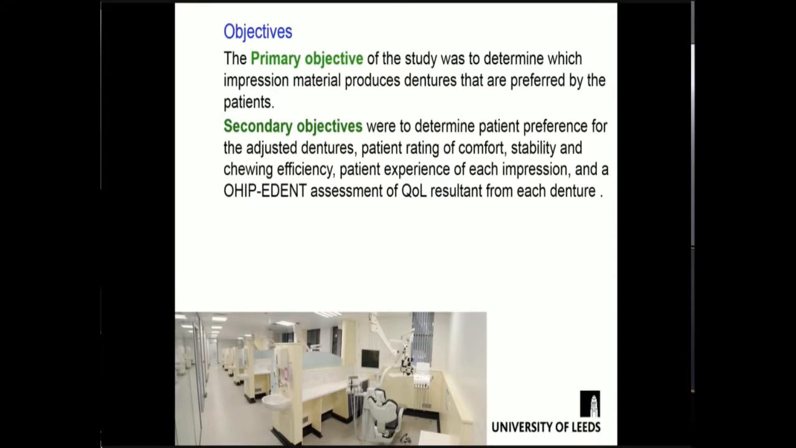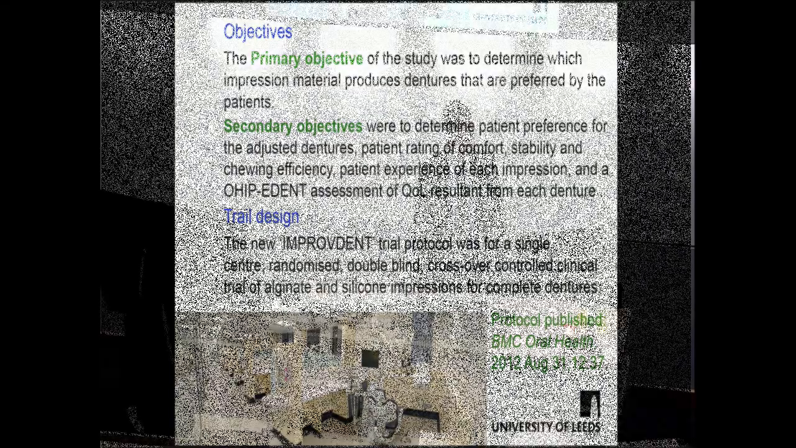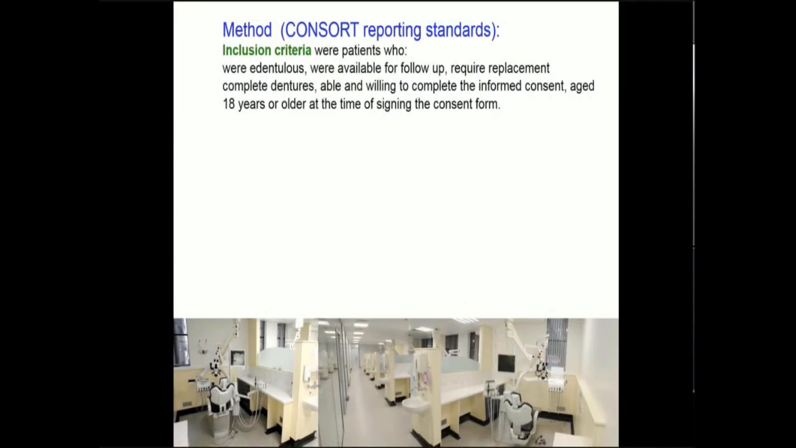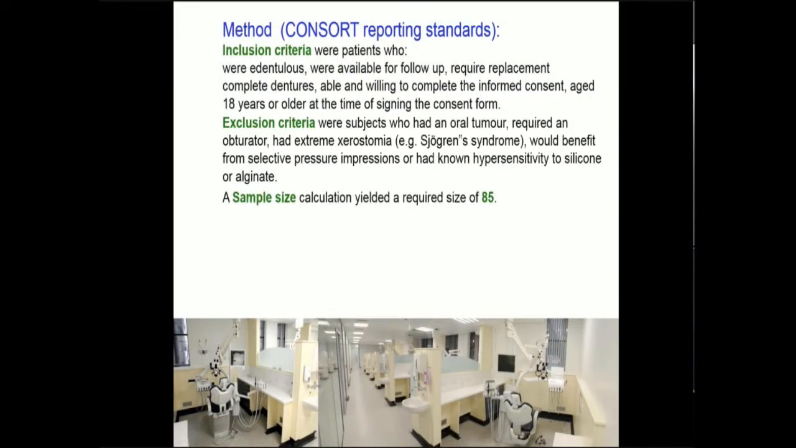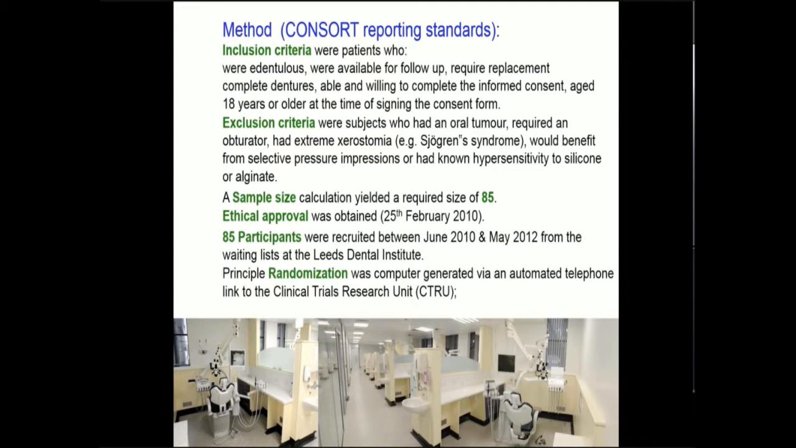And the trial design, published in 2012, is a single-centre, randomised, double-blind, crossover clinical trial, alginate and silicone. But that skims over the protocol, so let me go through it in some detail. We had defined inclusion criteria, we had defined exclusion criteria. We had a sample size of 85. Ethical approval was obtained, and 85 were recruited.